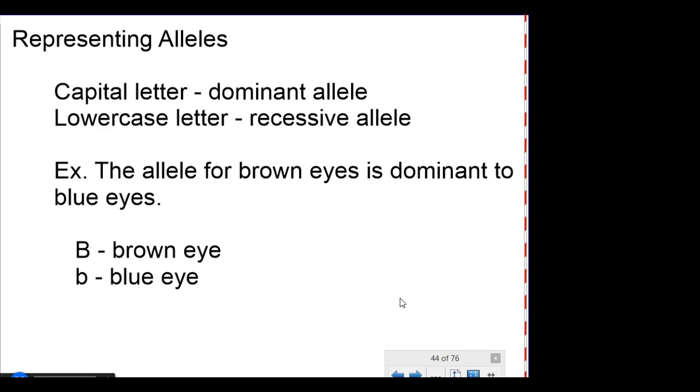When we write about dominant versus recessive alleles, we use letters to represent the characteristic and capitalization or lowercase to denote whether it is a dominant or a recessive trait. We're going to be using something called a Punnett square to show the inheritance of particular alleles. If you see a capitalized letter, that indicates that it is a dominant allele. If you see a lowercase allele, that is a recessive trait.